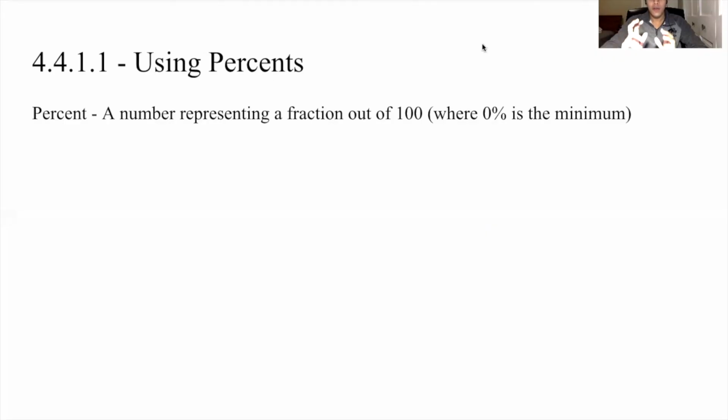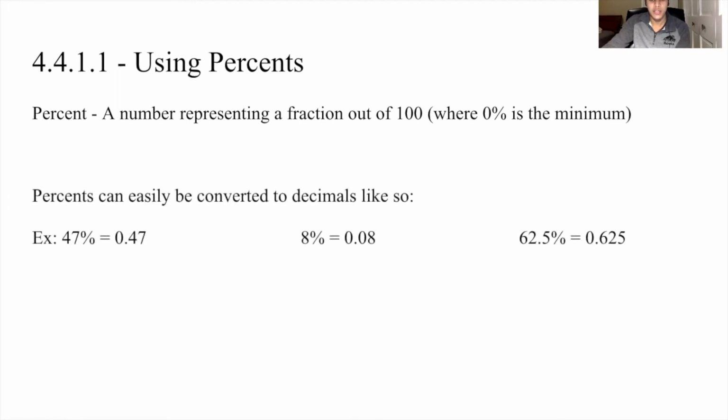All of Arithmetic Meet 4 focuses on percents. A percent is a number representing a fraction out of 100, and in percents we always say that 0% is the minimum. We need to be able to convert a percent into some other number that we can use in our calculations, because you can't just straight up use, for example, 47% when you're calculating with percents. But if you convert a percent to a decimal, then you can use it in your calculations a lot more easily.